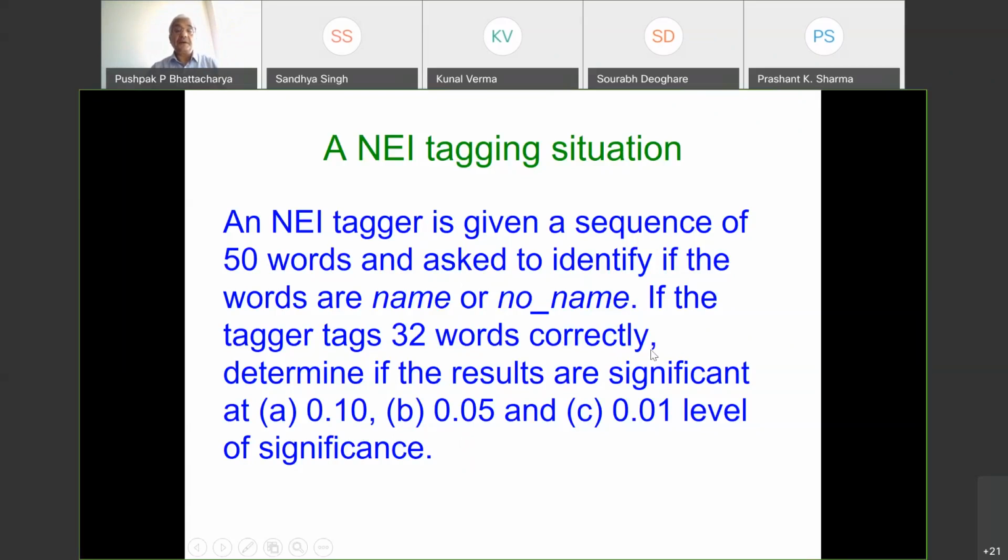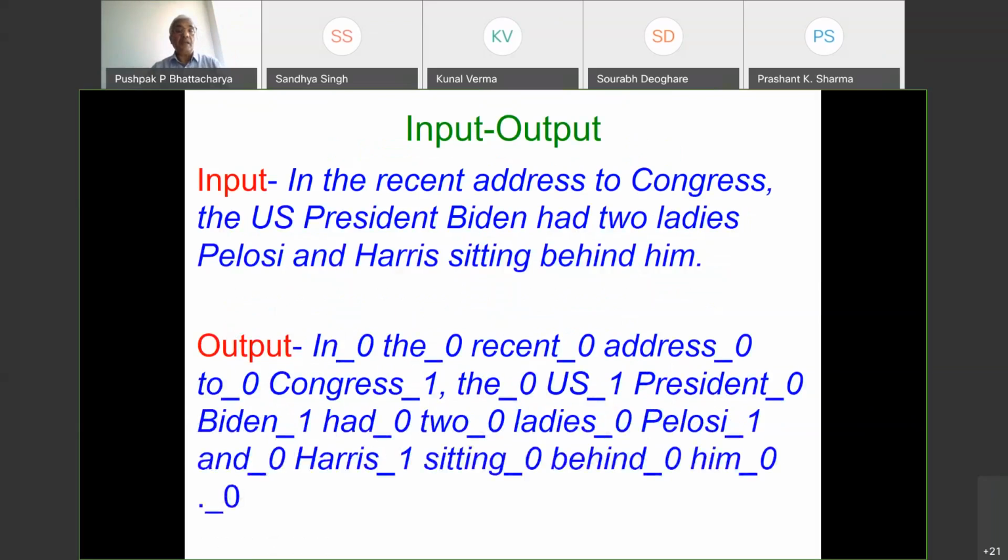Now, the question is determine if the results are significant at 10%, 5%, and 1% level of significance. This is the language of statistics and data science. What is the interpretation in the NLP machine learning world? Okay, so let's see. Now, I have this example.